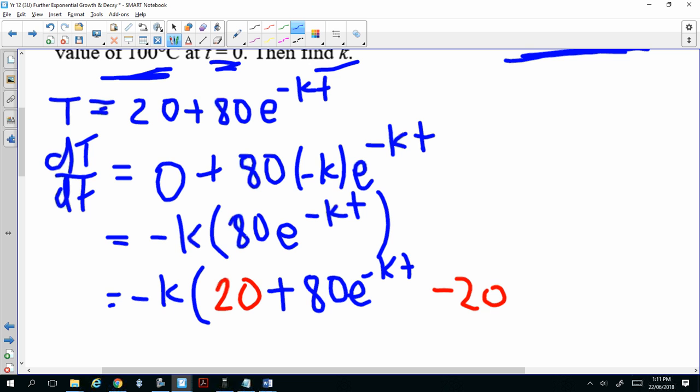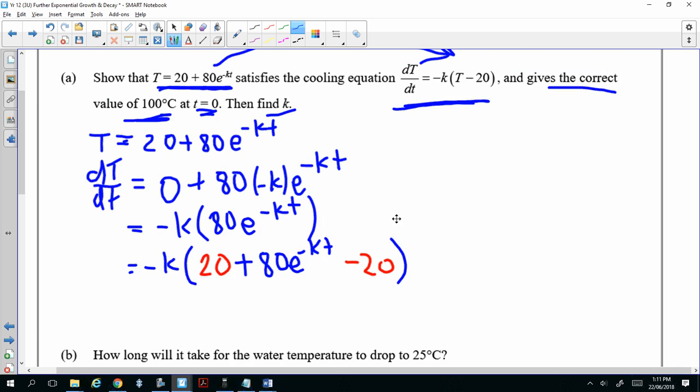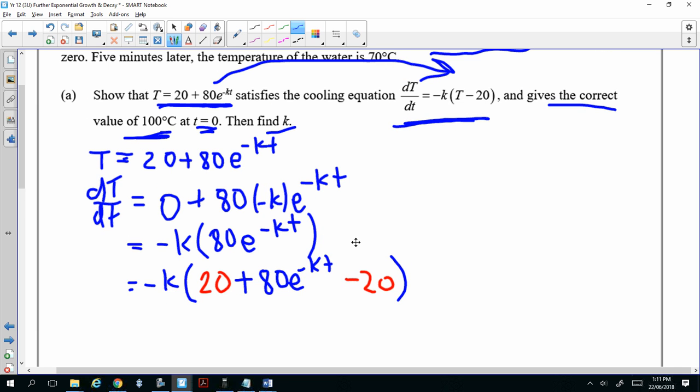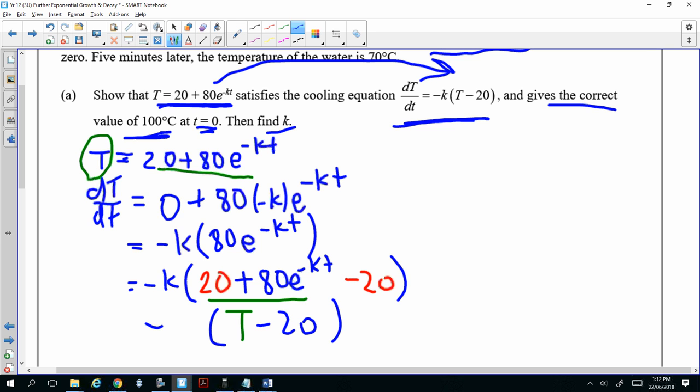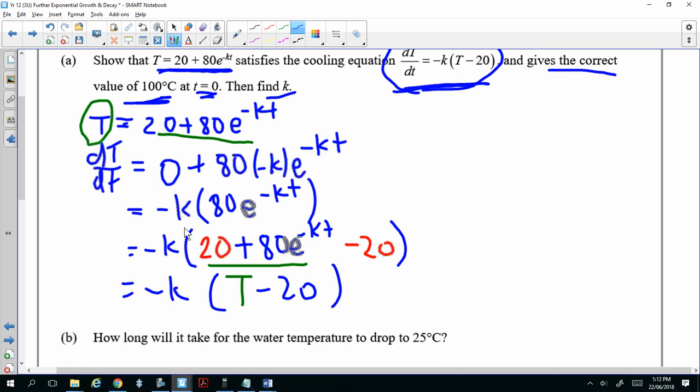And then you see why I do this: the reason why I added 20 is because the 20 plus that is exactly equal to T. Which means I have to show that it works for this formula. It works, so it does satisfy the differential equation. Okay, so you have to show these steps. And it's going to be the same each time, so you do the same thing.